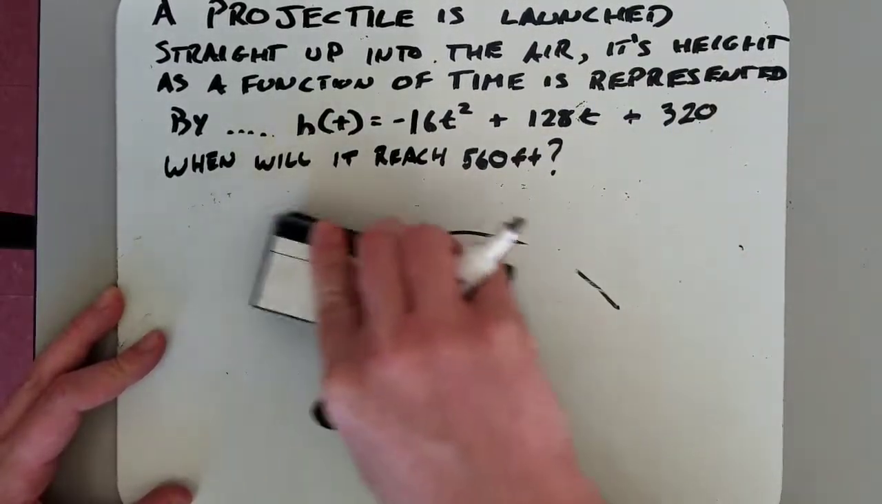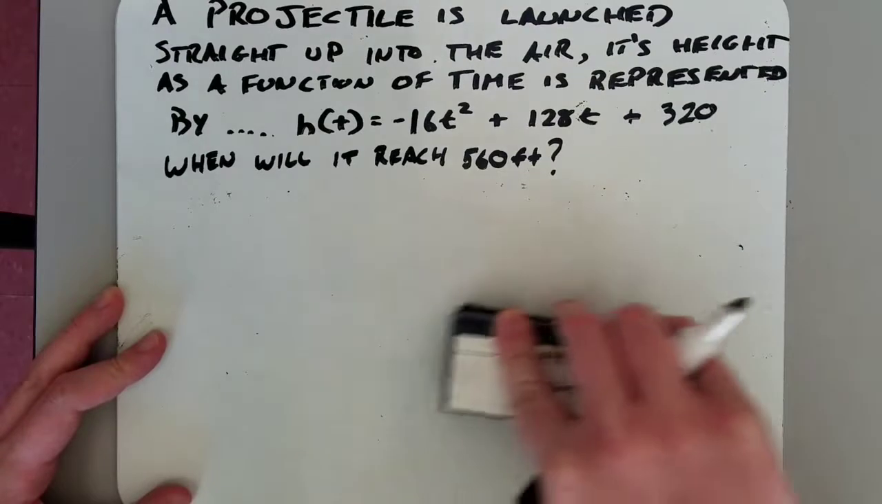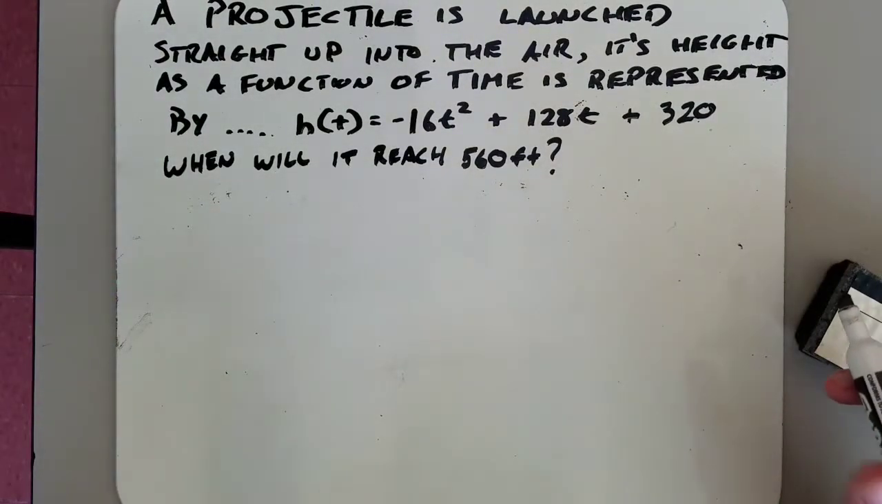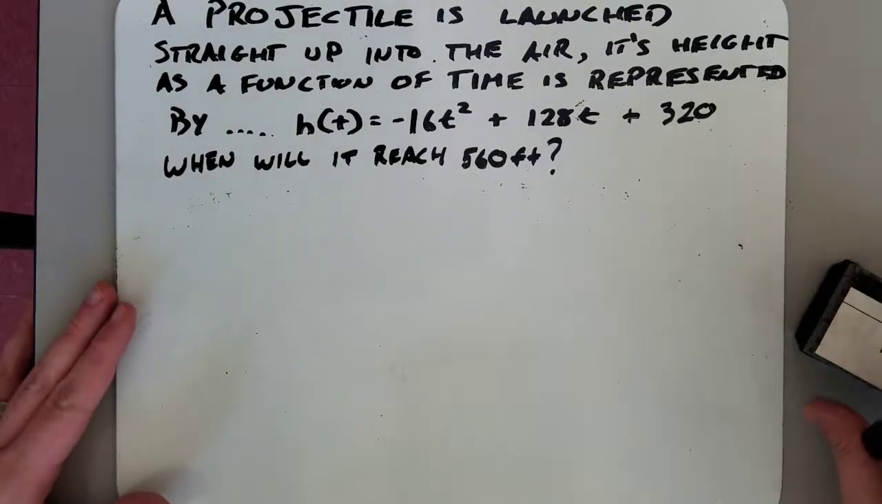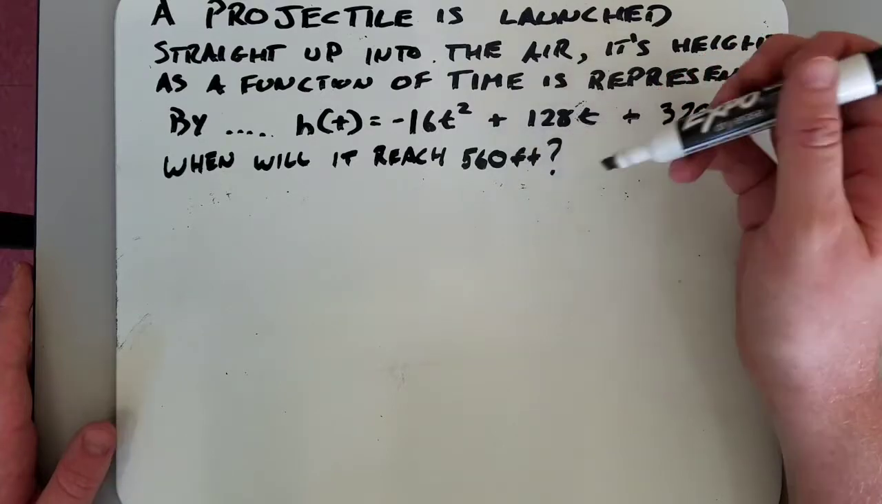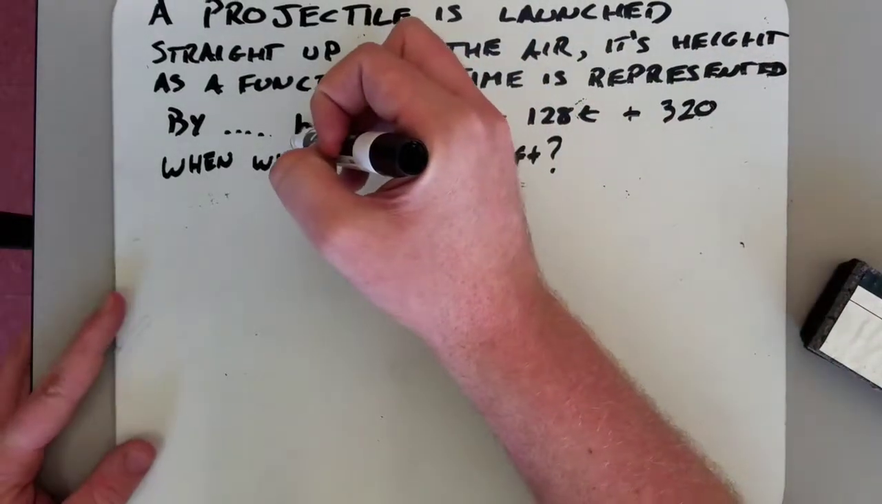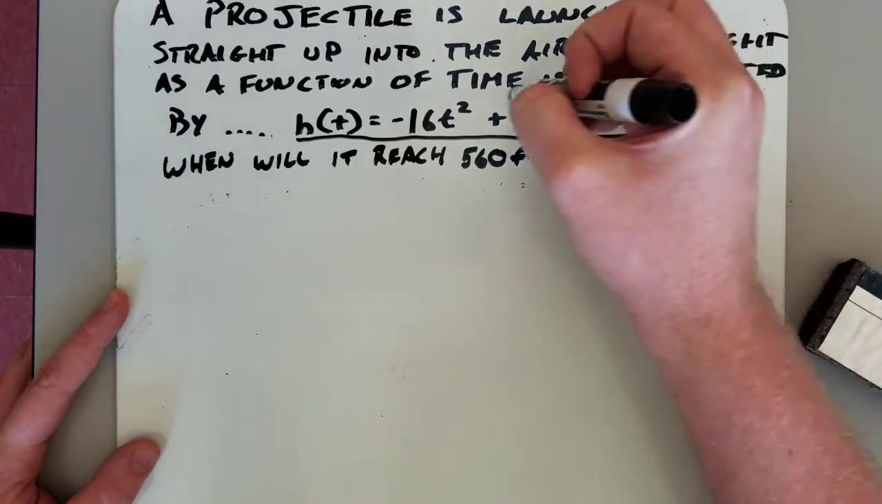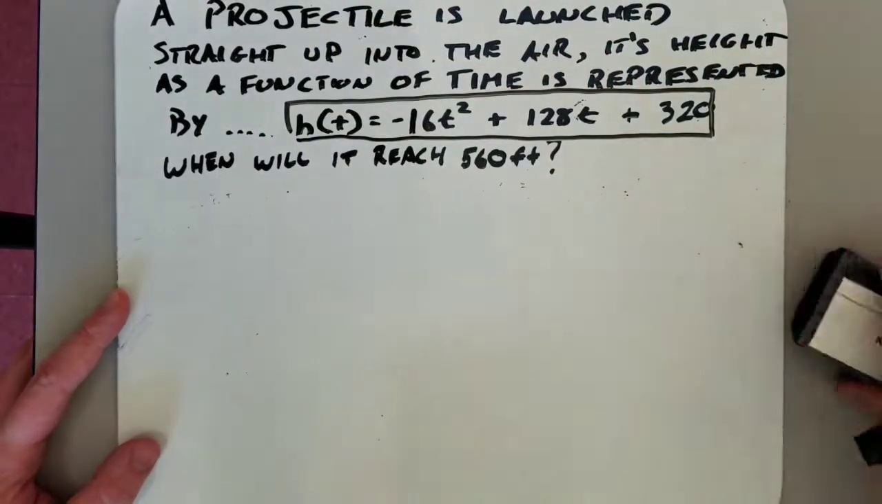So the easiest way to do this for most of you guys is going to be to graph it. Because we're doing this at the Algebra 1 level, you're going to see that this is going to have a nice normal answer. If you were doing one of these that's a little more complicated, it might not have a nice integer answer. So essentially we want to know, when does it reach 560 feet? So we're going to take our function here and we're going to set it equal to 560, right? That's the height we want, okay?